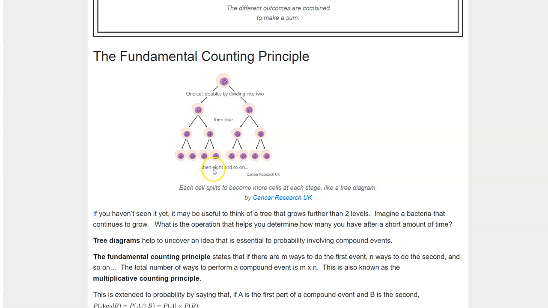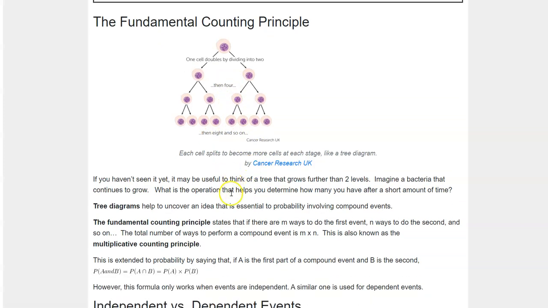So if I wanted to figure out how many things at the end, it'd be 2 times 2 times 2. And that's what we call the fundamental counting principle. You multiply m times n. So the number of branches in the first situation times the second situation, and you can keep going. Sometimes we refer to this as n1 times n2 dot dot dot all the way to nk.